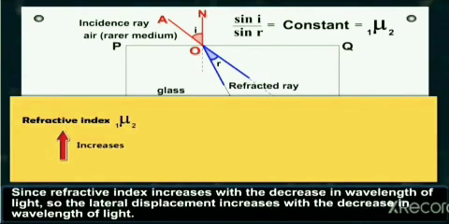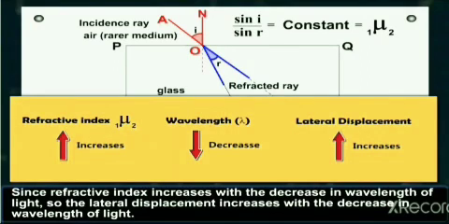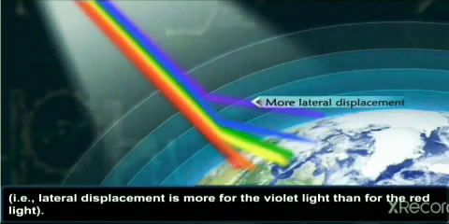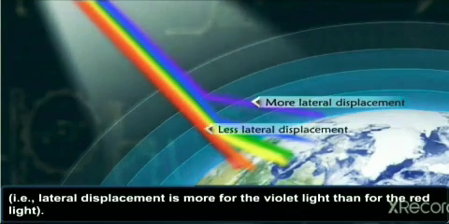Since refractive index increases with the decrease in wavelength of light, the lateral displacement increases with the decrease in wavelength of light. That is, lateral displacement is more for the violet light than for the red light.